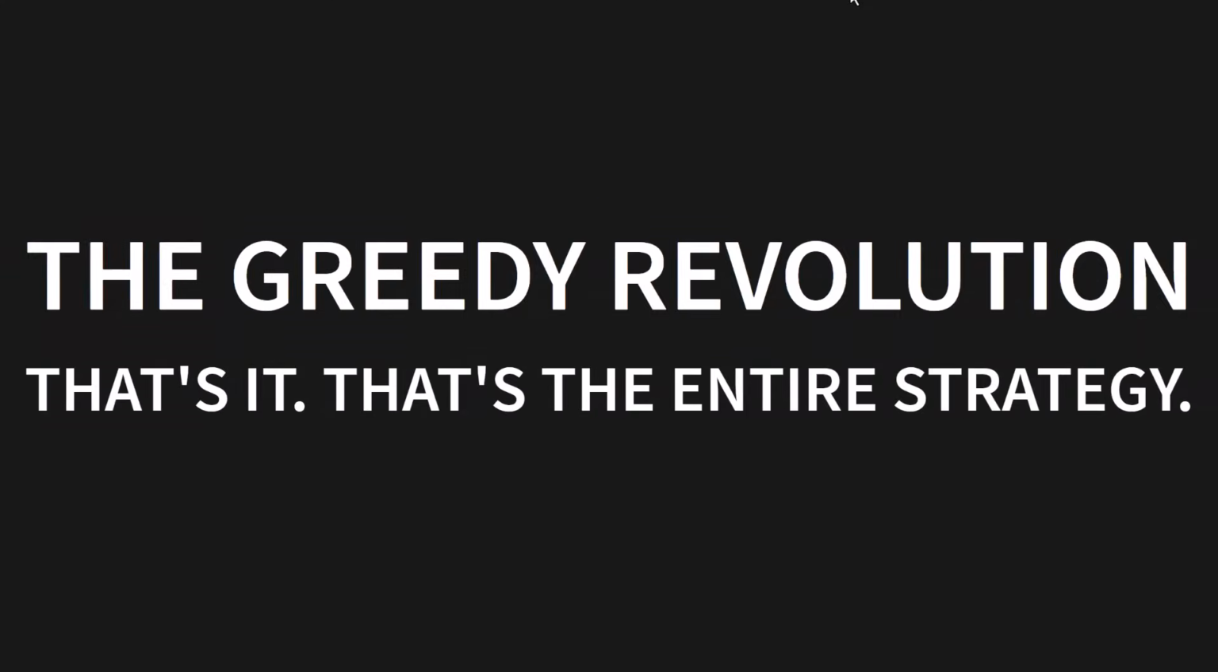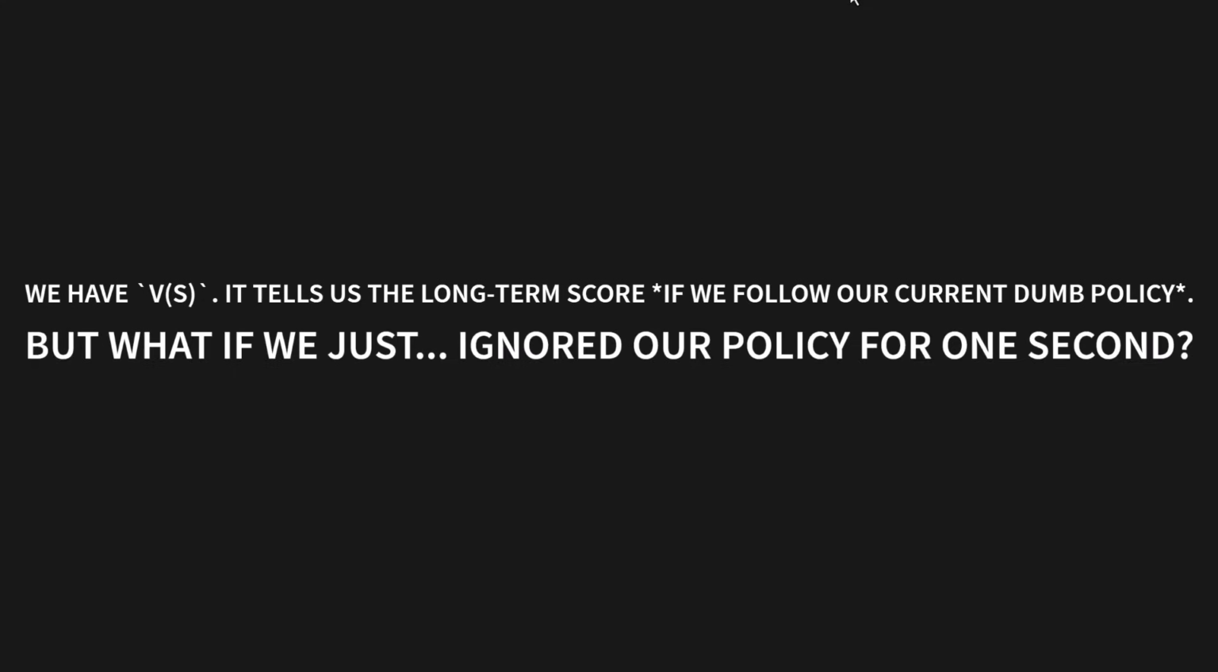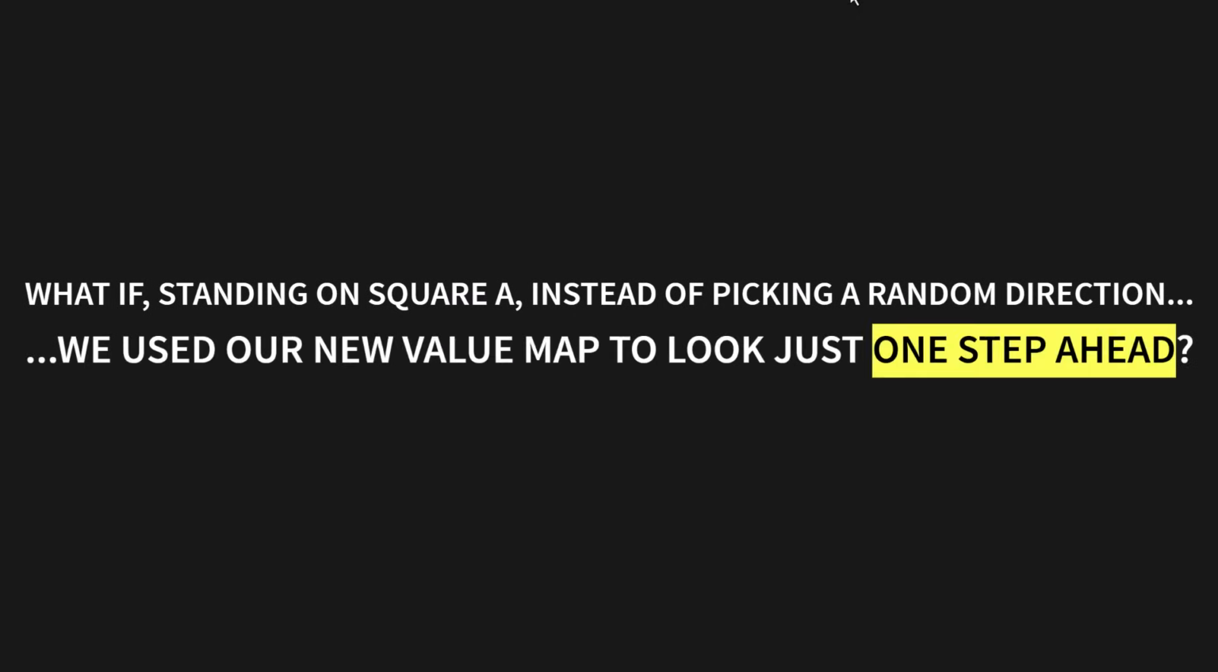That's it. That's the entire strategy. Think about it. We have this perfect map of value. This V-pi function tells us the long-term score we can expect from any square on the board if we follow our current dumb policy. But what if we just ignored our policy for 1 second? What if, standing on square A, instead of picking a random direction, we used our new value map to look just 1 step ahead? What if we ask a simple question for each of our 4 possible moves?